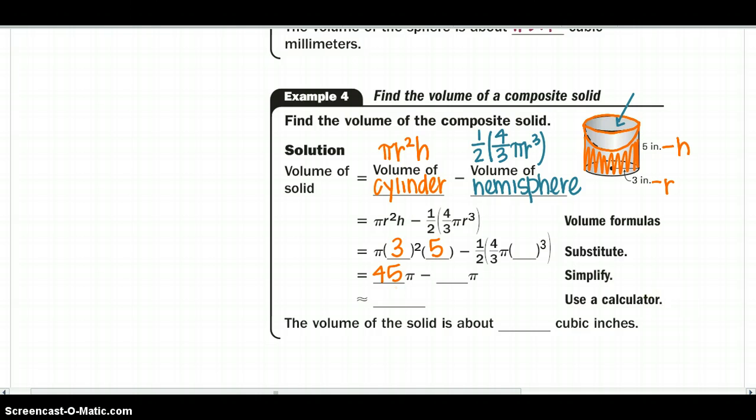And then moving over to our hemisphere that we want to subtract from it, we know that our radius is still 3. It's still the same as our cylinder, so that gives us 18 pi. After we subtract those, our final answer would be 84.82. So it's about 84.82 cubic inches without that hemisphere in the cylinder.